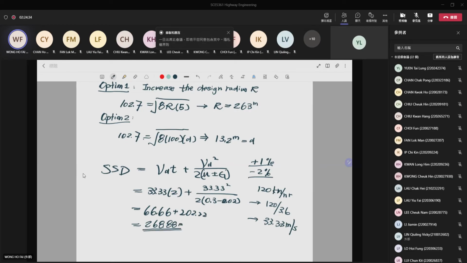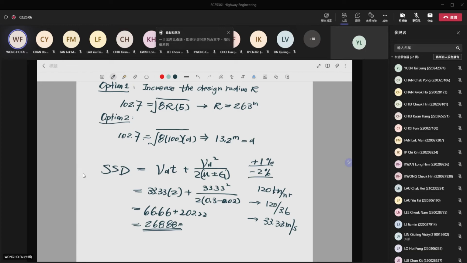So first of all, I calculate the SSD, or sight distance. Saying that if I'm going down the hill, I need a stopping sight distance of 268.88 meters. Then right now I'm going to determine the length of the vertical curve, so that it will provide a sight distance equal to this value.